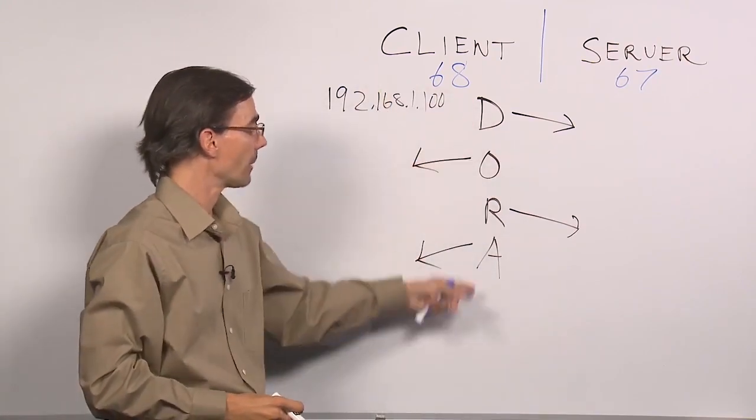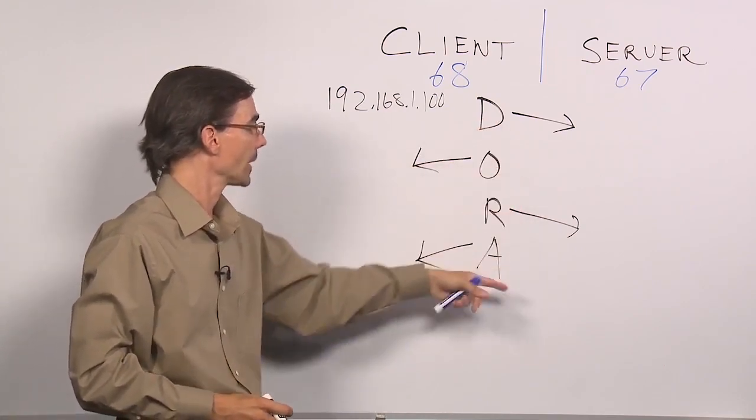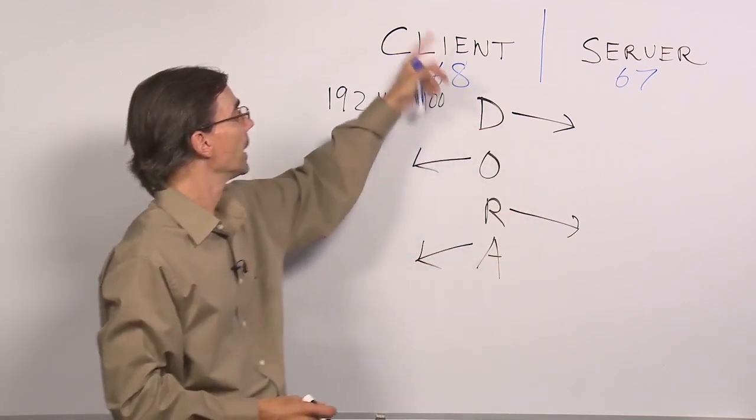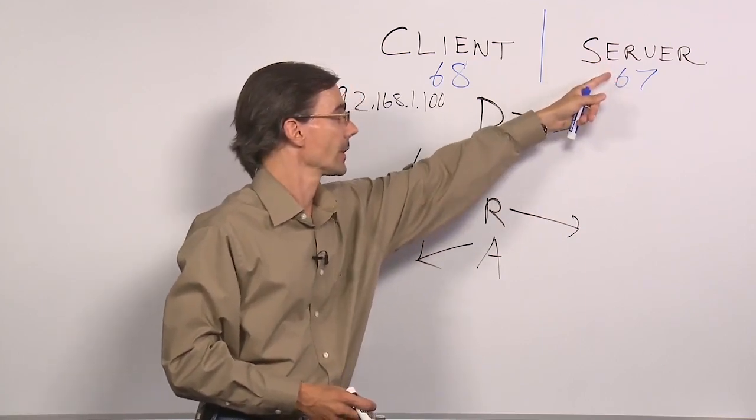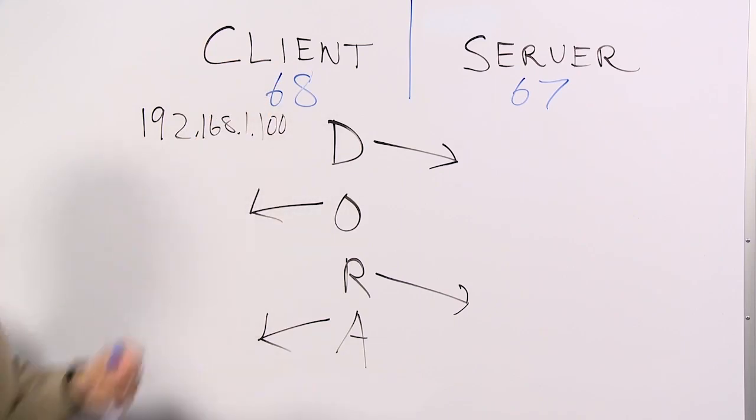So keep in mind there's a 4-step process for DORA, and that's discovery, offering, request, acknowledgement, and also that the server hands out the addresses and uses port 67 to do so, and the client accepts the addresses and uses port 68 to do that.